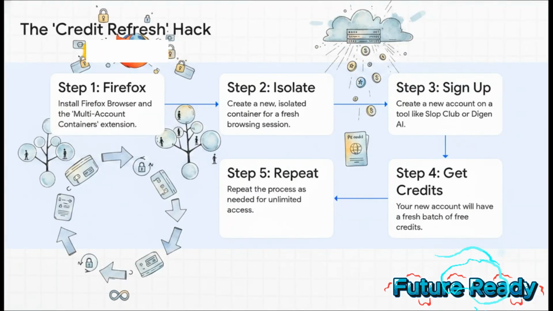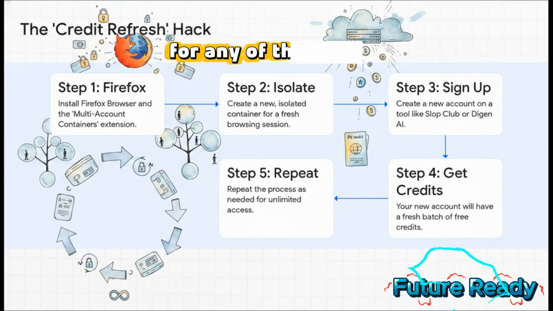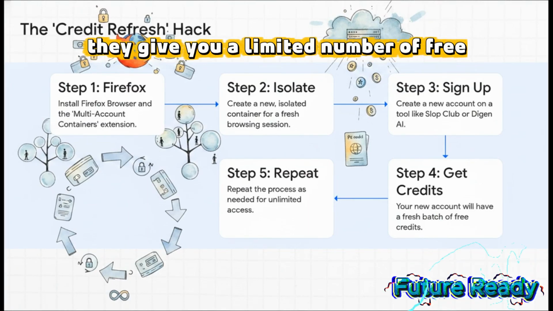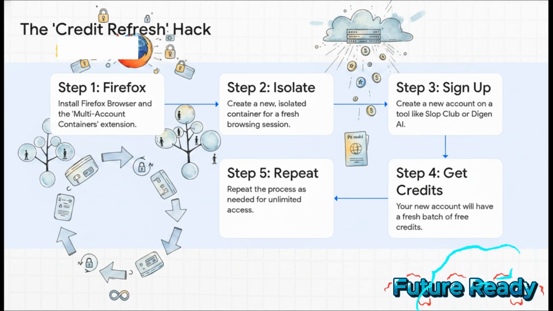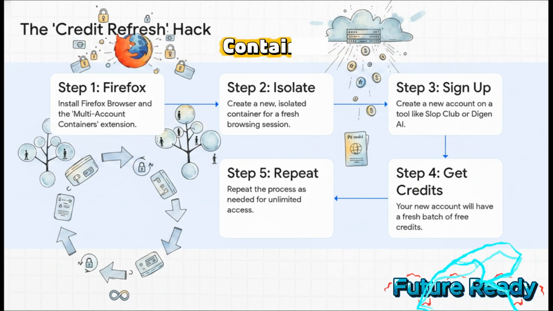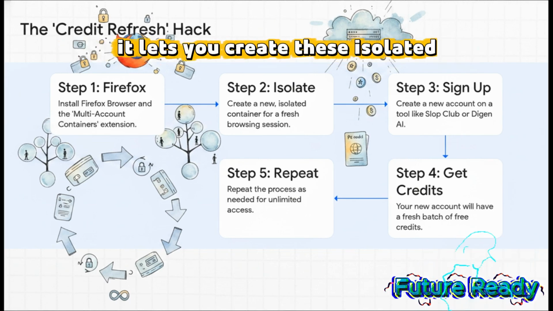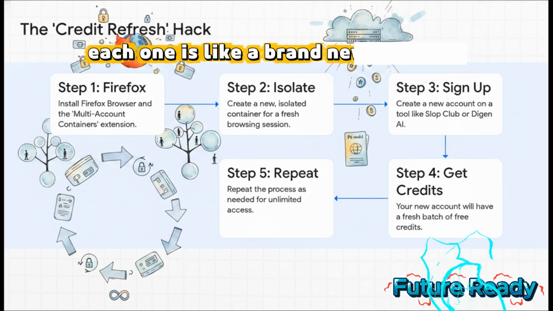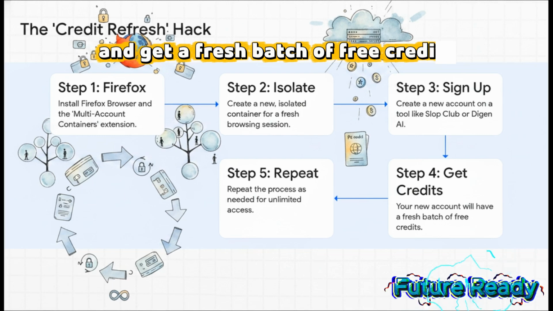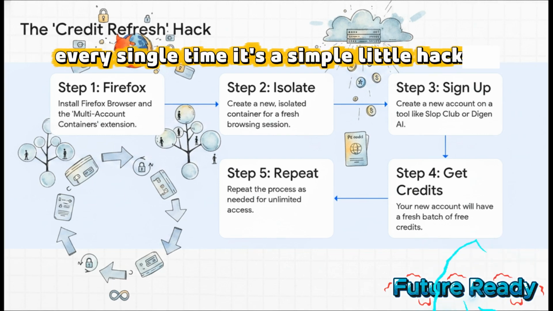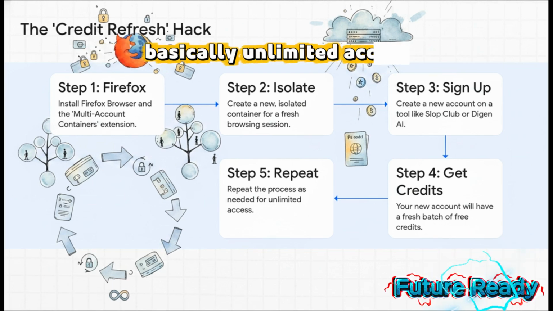Okay, this one is a really clever workaround for any of those tools that give you a limited number of free credits. Here's how it works. You use the Firefox browser and you get this extension called Multi-Account Containers. It lets you create these isolated little browser sessions. Each one is like a brand new computer, so you can sign up for a new account on a tool and get a fresh batch of free credits every single time. It's a simple little hack for basically unlimited access.